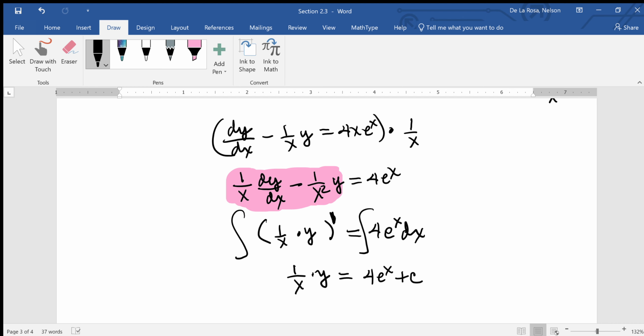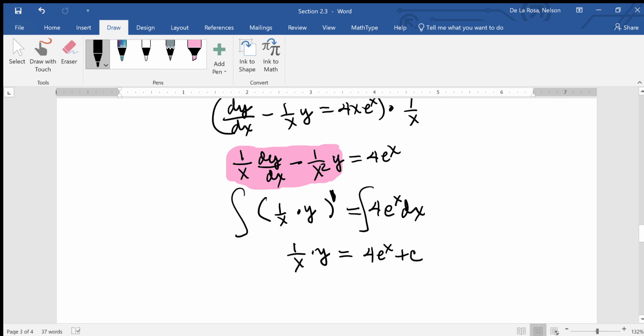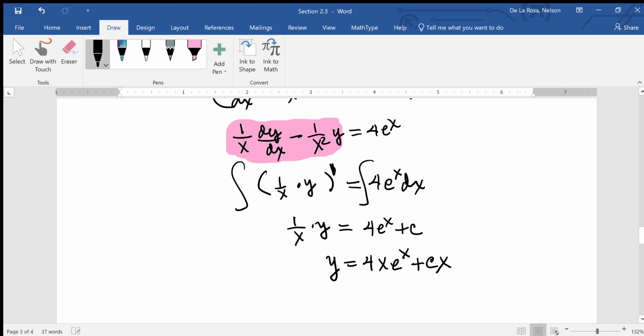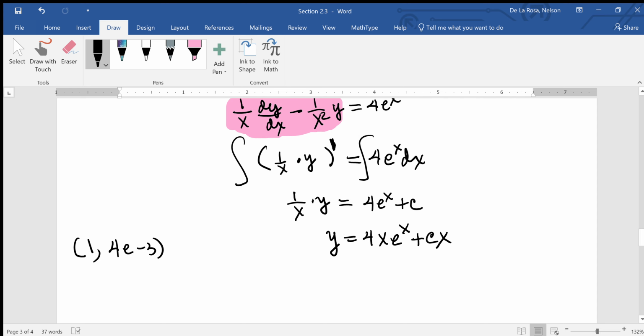Now we need to isolate y. Then we're going to multiply everything by x. So our new equation, our solution, is going to be 4x e to the x plus cx. So that is our general solution. Now, remember, we're given a condition which is 1 comma 4e minus 3, in order to find the value of c, which is solving the initial value problem.